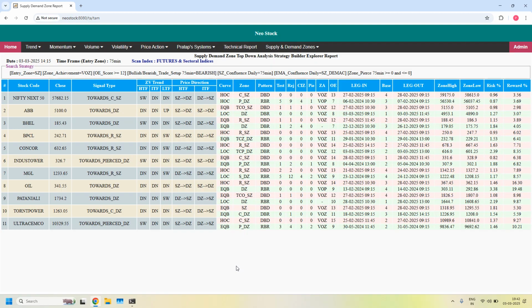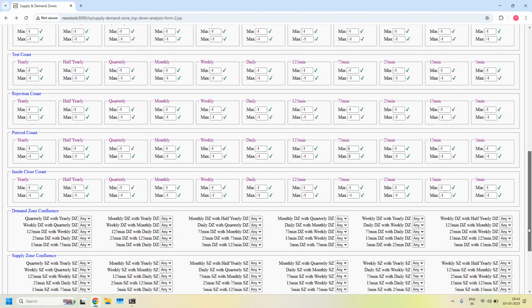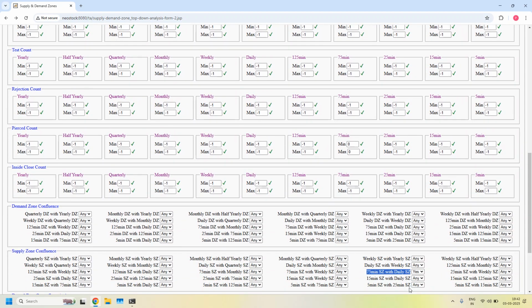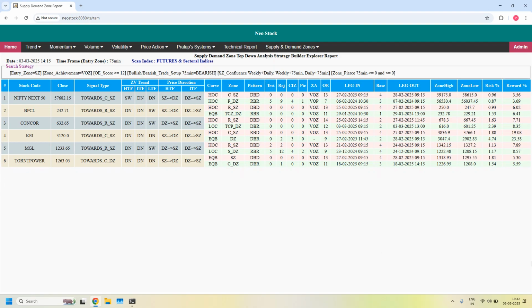Okay, next let us look into LTF, ITF, HTF supply zone confluence. Removing this EMA filter. In the supply zone confluence, we should set 3 filters. First filter is already enabled, 75 with daily supply zone confluence. Next filter, 75-minute supply zone with weekly supply zone confluence, and daily supply zone with weekly supply zone confluence. With all 3 filters enabled, LTF, ITF, HTF supply zone confluence, we got 6 stocks. In these 6 stocks, the 75-minute supply zones are overlapped with weekly supply and daily supply zone, both together again overlapped with the weekly supply zone.